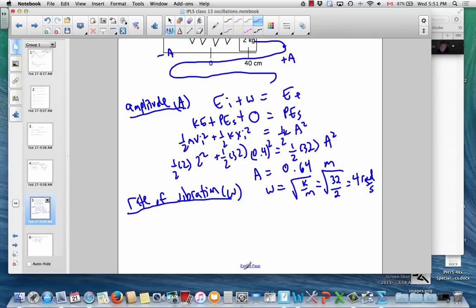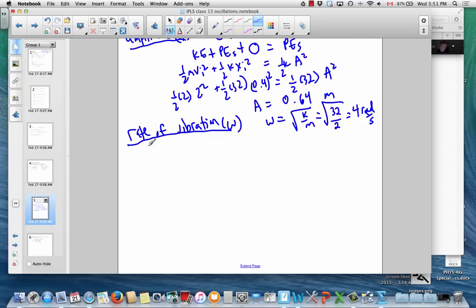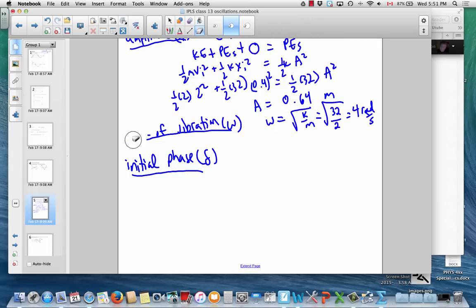Now the next thing we need is the starting point, the initial phase of the vibration. Now here we're going to have to do a little trigonometry. The initial phase, the letter is delta. That's horrible handwriting. That says rate of vibration. There, I don't know if that's any better.